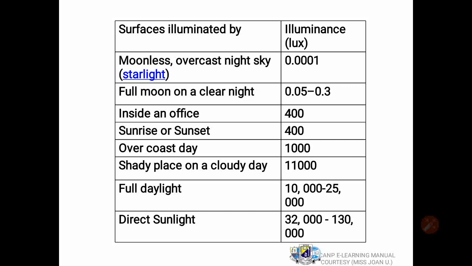Even our man-made light, like you can see there, the inside office light is 400 lux. But when you talk of the sunlight, you are seeing 32,000 to 130,000 lux. That's why we say the sun is a major source of light on Earth.